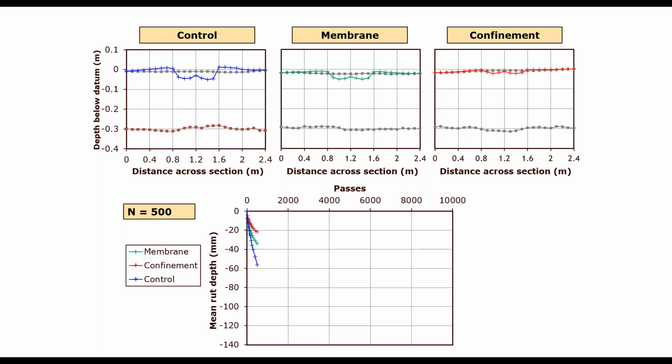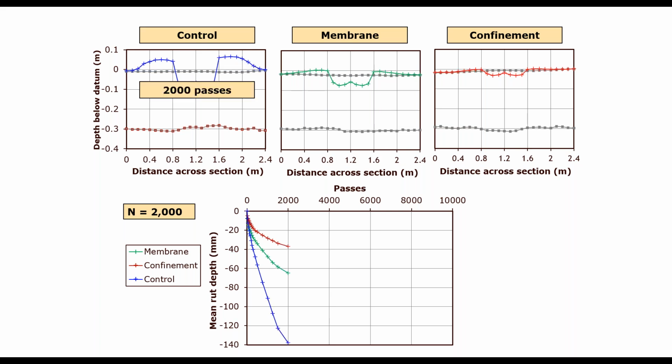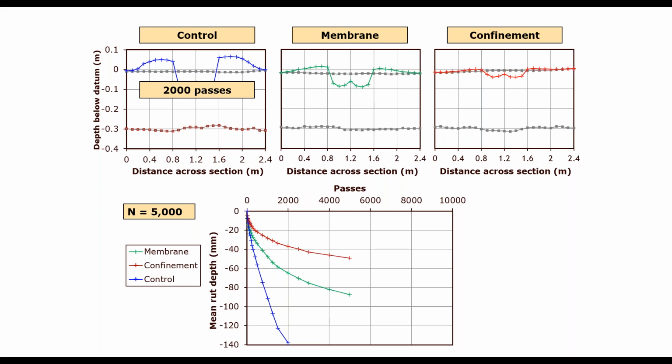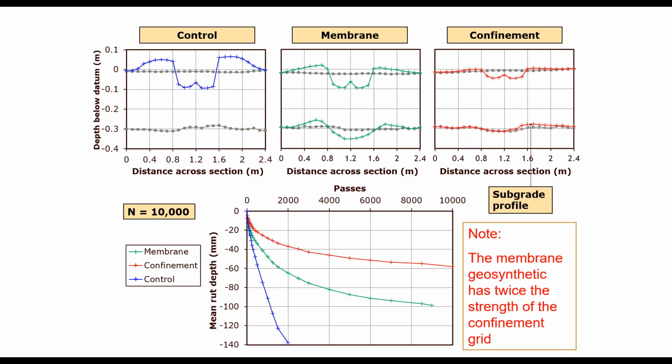500, 1,000, 2,000, 5,000, 9,000, and finally 10,000 passes. After 10,000 passes, the control section has deep rutting and heave at the surface. Trafficking of this section was stopped at 2,000 passes when rut depth exceeded 140 millimeters.